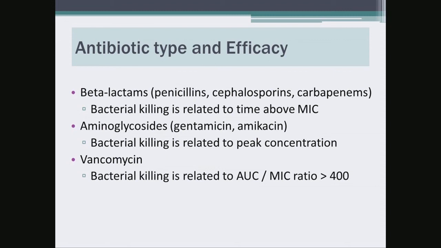So let's break antibiotics up by types. One group is the beta-lactams, which are the penicillins, the cephalosporins, and the carbapenems. The bacterial killing is related specifically to the time above the minimum inhibitory concentration. This differs from aminoglycosides, such as gentamicin and amikacin, where the bacterial killing is related specifically to the peak concentration.